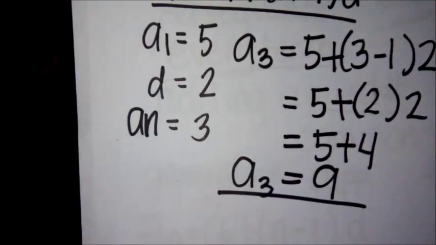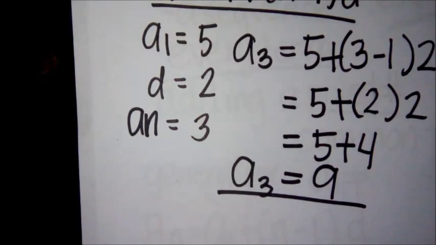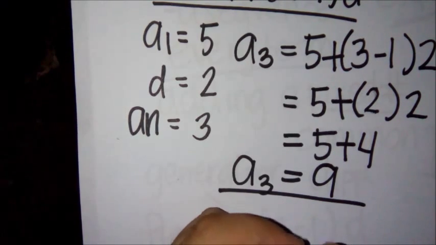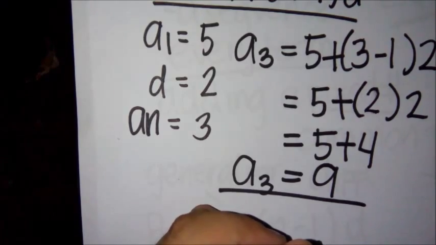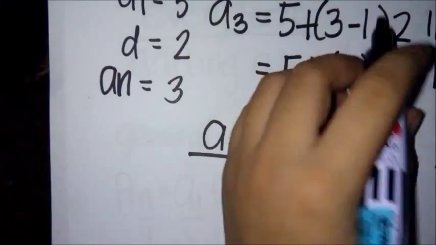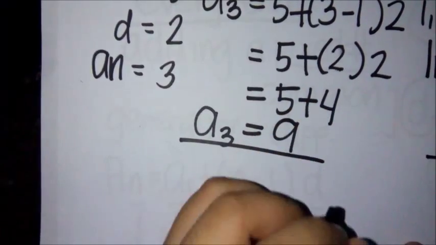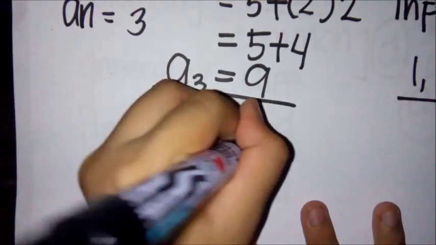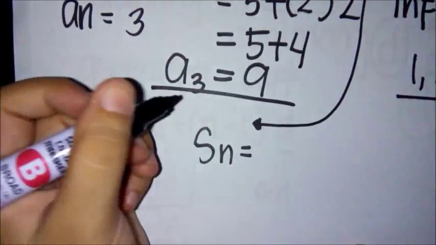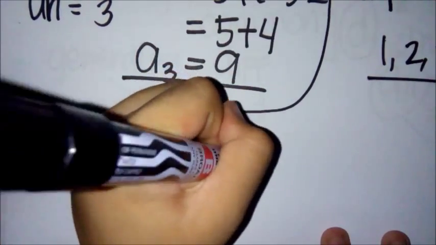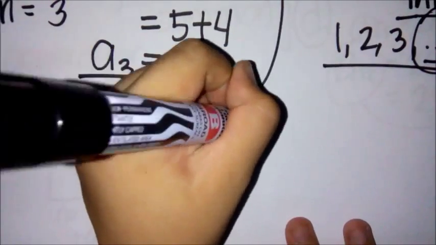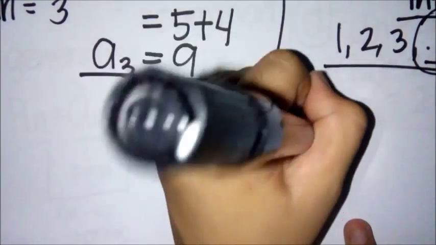So, in finding the sum of an arithmetic sequence, especially the finite, we use this formula: S sub n is equal to n over 2 times a sub 1 plus a sub n.